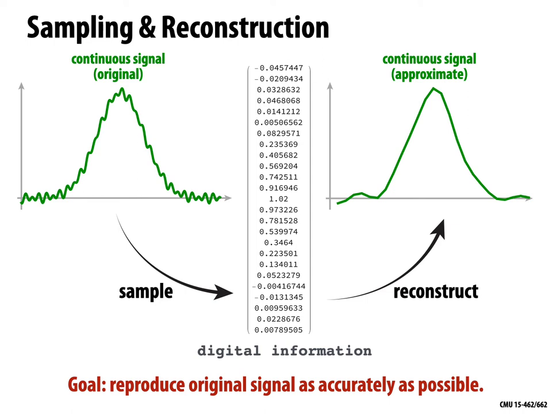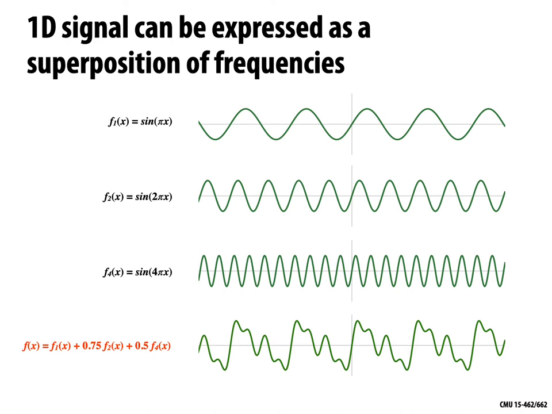So how can we talk about this kind of error, this sampling and reconstruction error, in a little more sophisticated way? Well, one really, really important perspective when it comes to signals of any kind is that they can be decomposed into frequencies. So a 1D signal, like audio, can be expressed as a superposition or a sum of different frequencies.